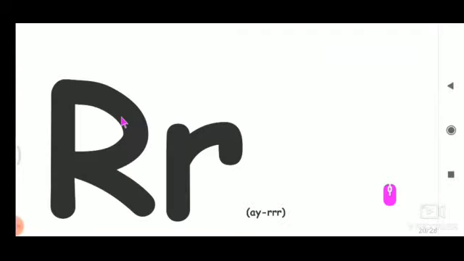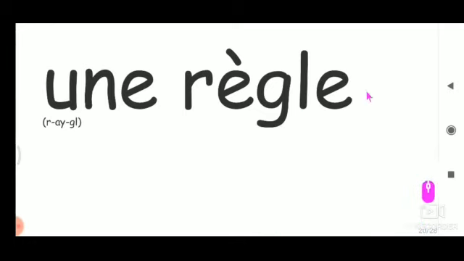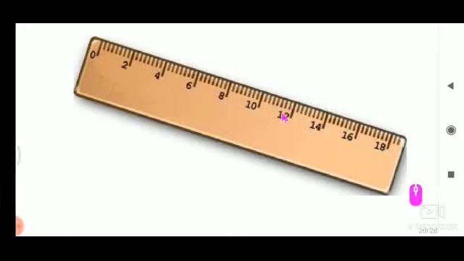R. The coming letter is R. See here. R, une règle. First I will spell it. R, E accent grave, you have to say this letter, E accent grave, G, L, E. Une règle. Now let's see how the word is split. Ra, gl, règle. Une règle. Scale, ruler, that is called règle.